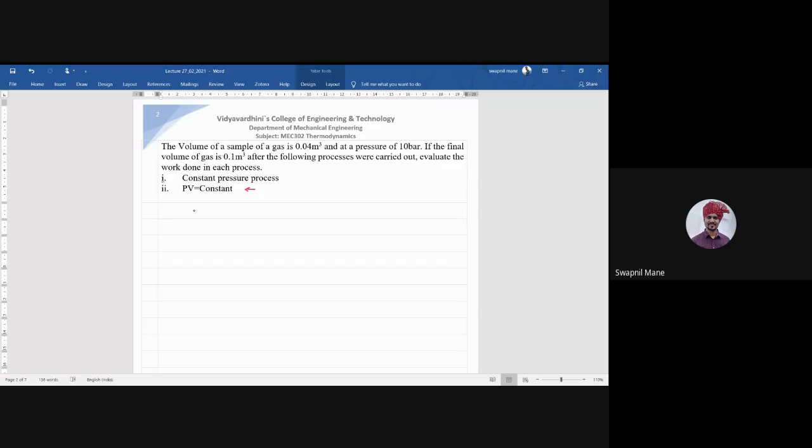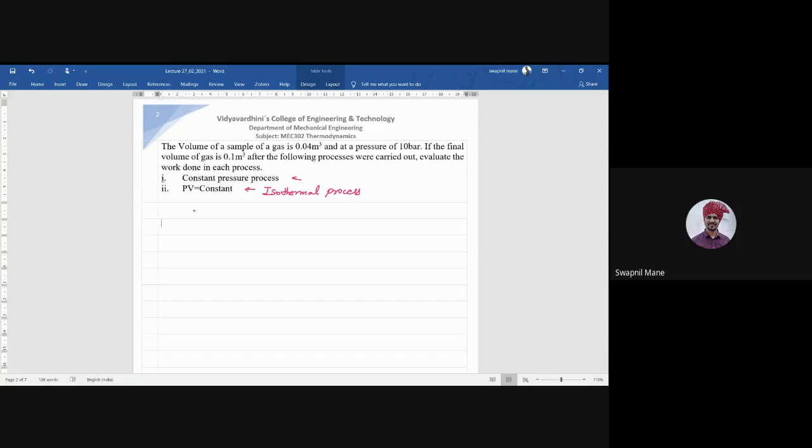Constant temperature, isothermal, correct? Yes. Constant temperature, very good. Isothermal process this is. So by looking at this, what do you feel? Which process will give more work done? What do you think? Just a preliminary intuition. Constant pressure process will give me more work, or isothermal process will give me more work? What do you say? Constant pressure. Correct. Constant pressure will give me more work.